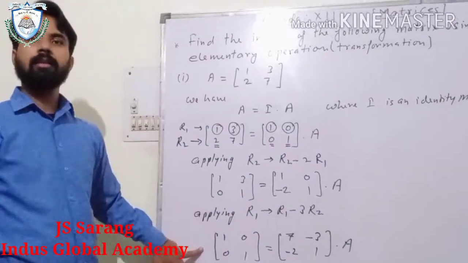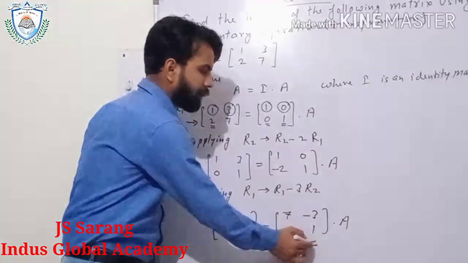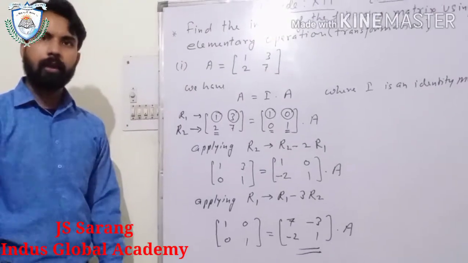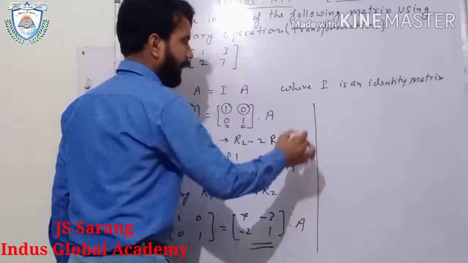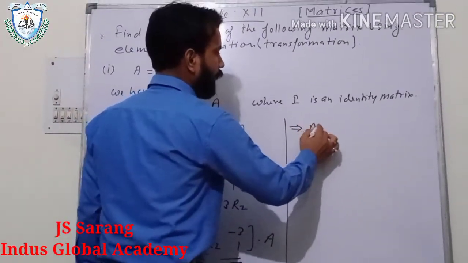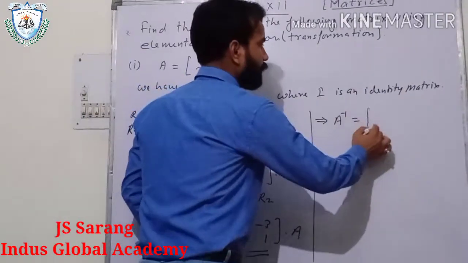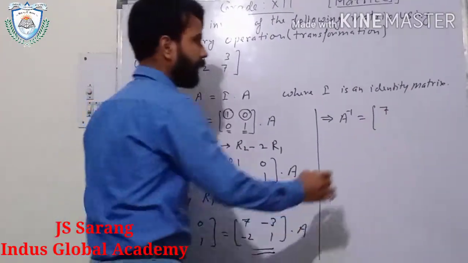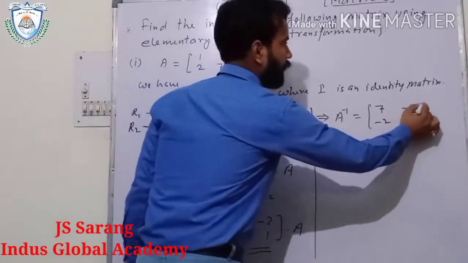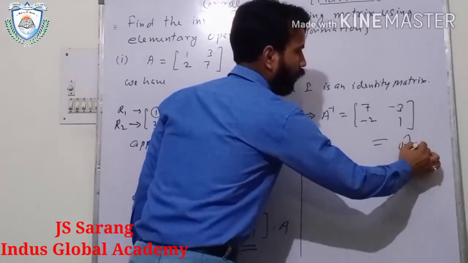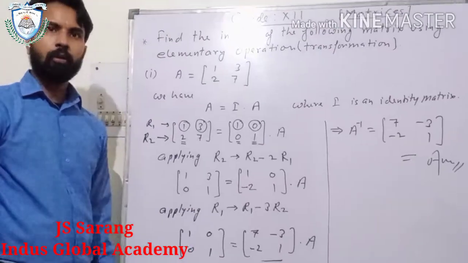Whenever this matrix becomes an identity matrix, then we can say that this matrix will be the inverse of A. Understood? So here at last we will have to write, hence A inverse is equal to this matrix. Which matrix? 7, minus 3, minus 2 and 1. This is the inverse of that given matrix. Understood? Hope it is clear to everyone.